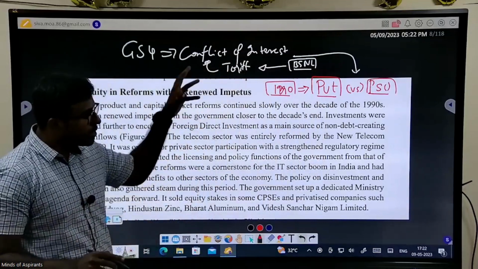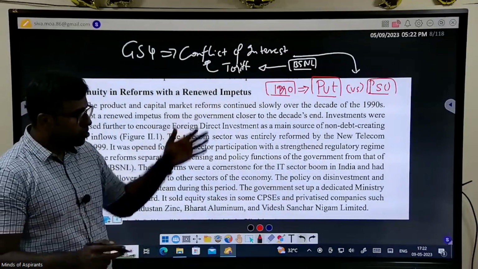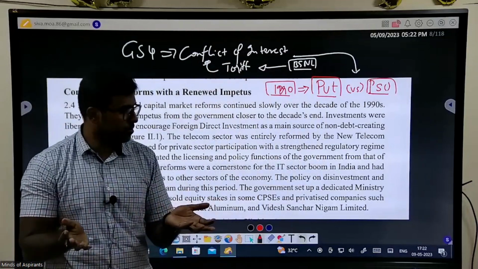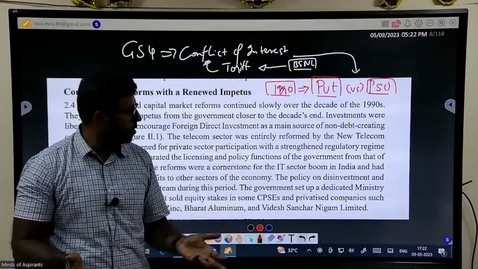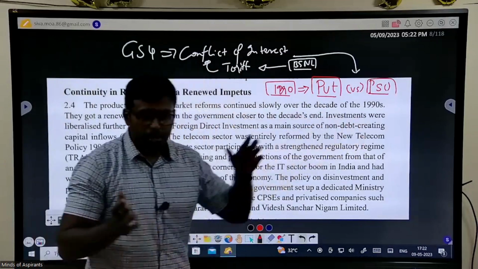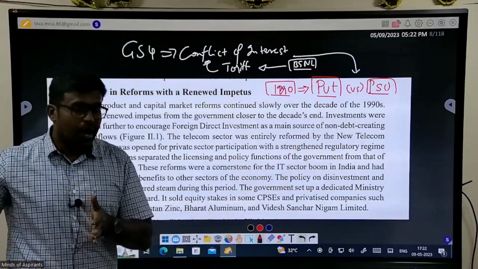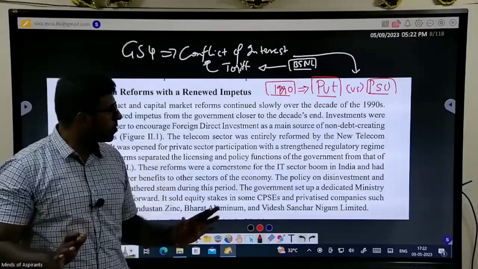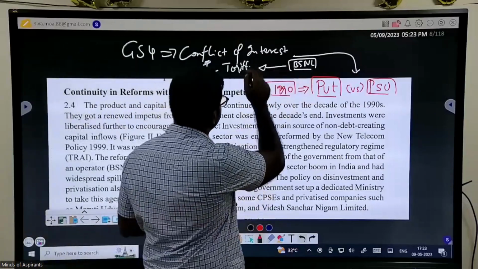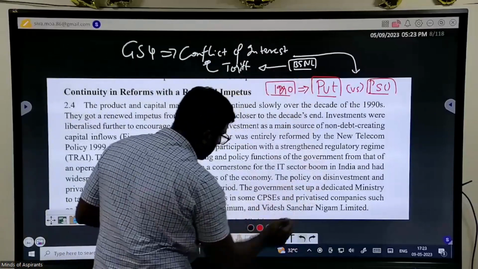So, when you are reading for GS paper 4, you should not look for books. For GS paper 4, no books are there. What you read in GS paper 1, 2, 3 and the newspaper should be your material, because conflict of interest is this, and that is why you brought in regulators.